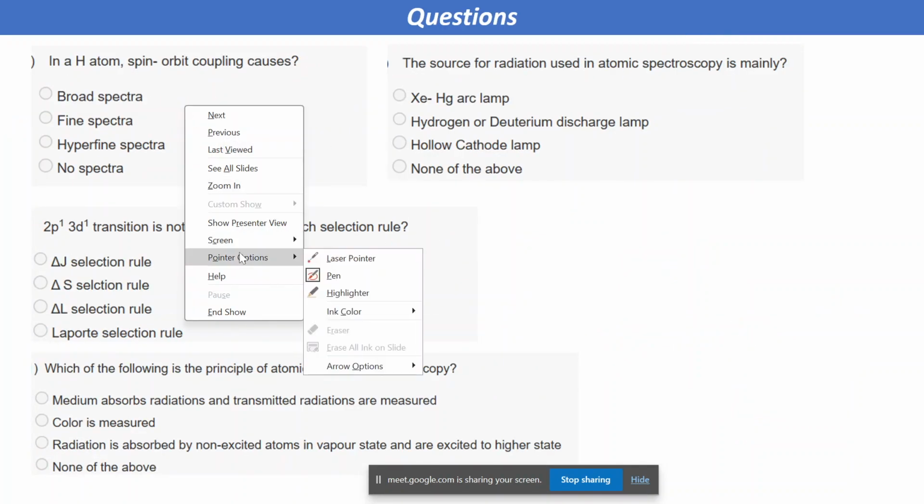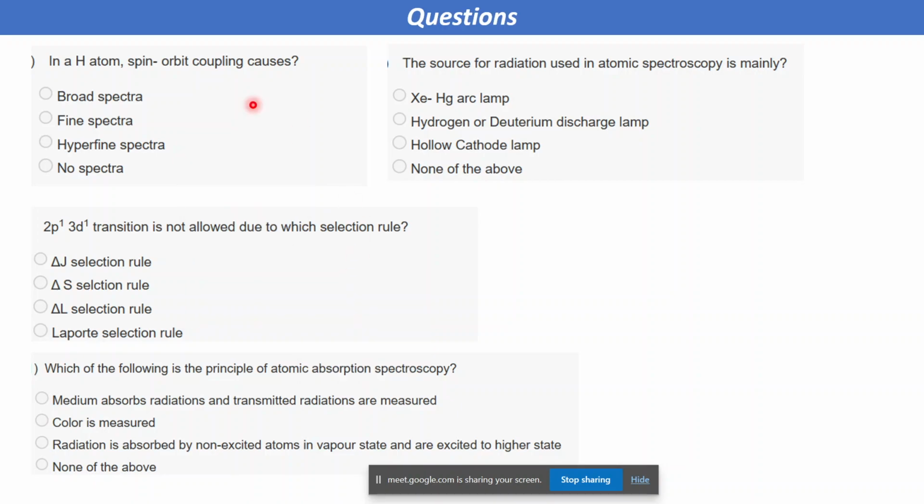Now the next question is: in a hydrogen atom, the spin orbit coupling causes broad spectra, fine spectra, hyperfine spectra, or no spectra? Spin orbit coupling in a hydrogen atom, they are asking. So it causes fine spectra. So the answer will be fine spectra.